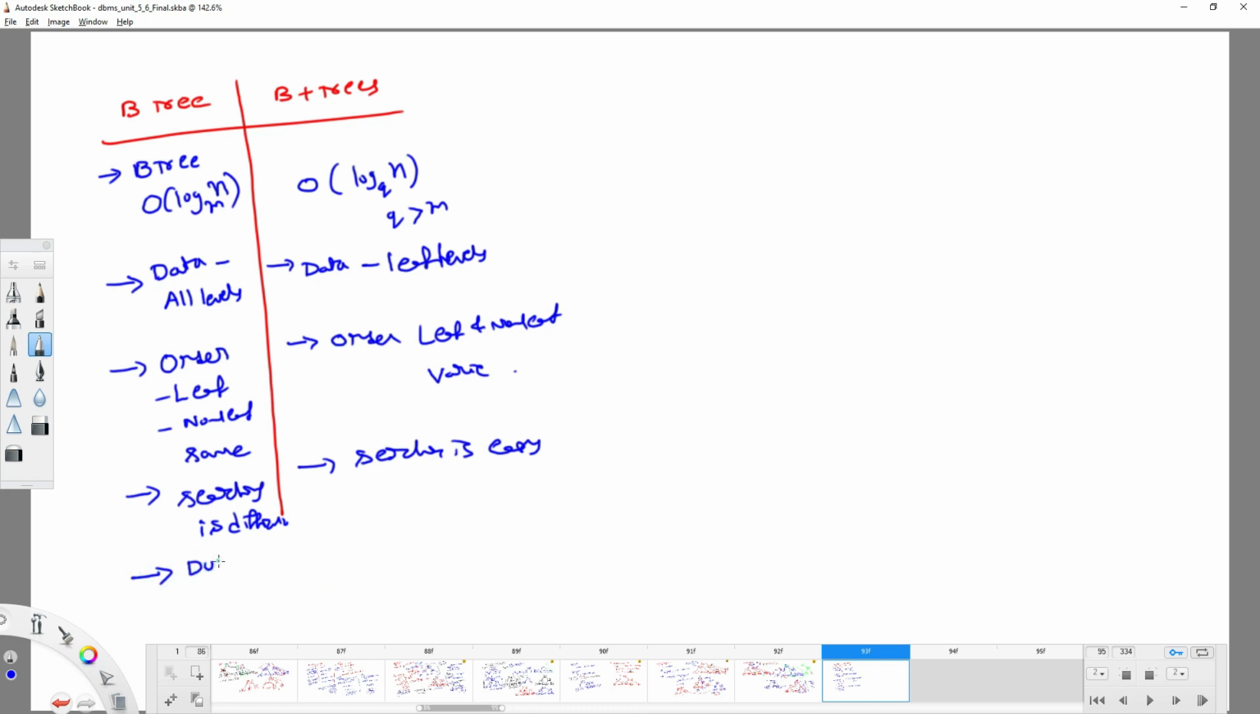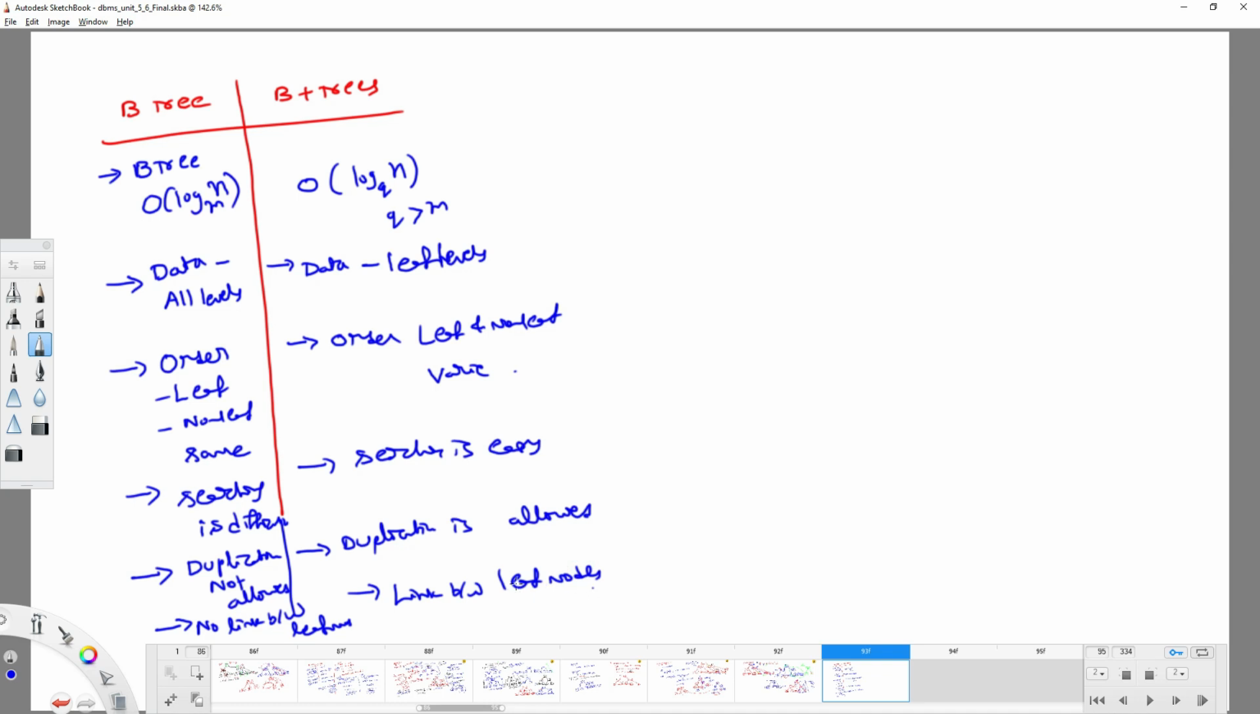What might be the duplication? Duplication is going to be allowed or not allowed? Duplication is not going to be allowed. Whereas coming to here, duplication is going to be allowed. Any other observations? What about the leaf nodes? Everywhere they are going to be in sorted order. Right? There is no link from one leaf node to another leaf node. Whereas coming to here, there is going to be a link between all leaf nodes. This is where your search time is going to be decreased. Okay.